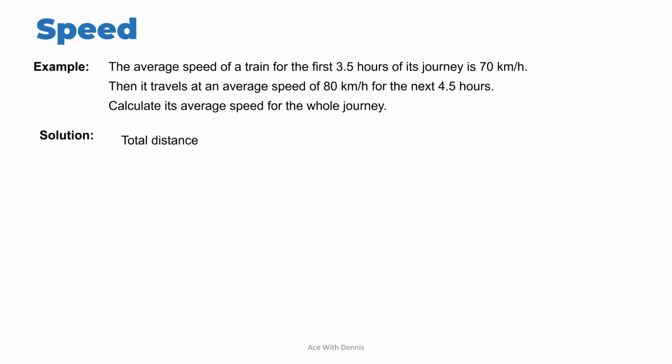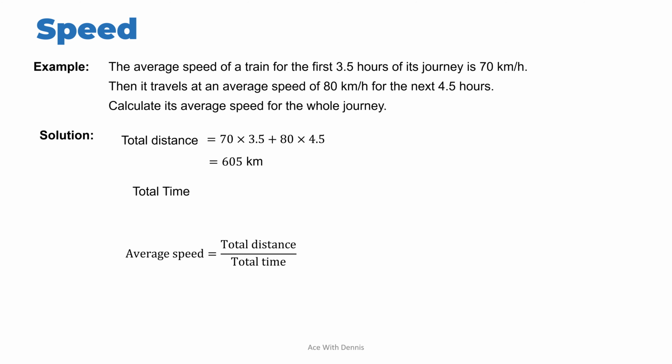The first thing we need to calculate is the total distance, followed by total time, because the formula of average speed equals total distance over total time. For this example, the total distance will be the speed times the time. So the first part of the journey is 70 kilometers multiplied with 3.5 hours. And the second part of the journey will be 80 kilometers per hour times 4.5 hours. And the total distance we get is 605 kilometers.